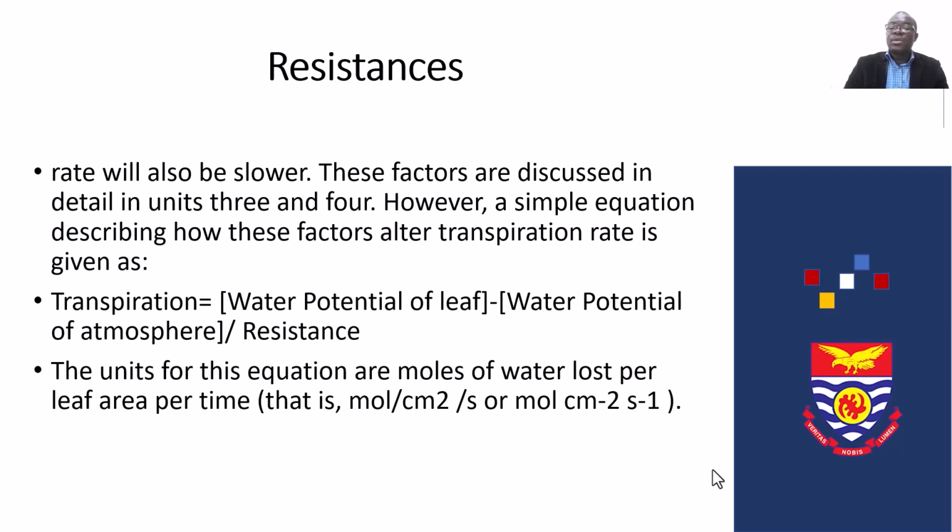However, a simple equation describing how these factors alter transpiration rate is given as transpiration equals, in brackets, water potential of a leaf minus water potential of the atmosphere, over the resistance. And units for this equation are moles of water loss per leaf area per time. That is mole per cm cubed per time, or mole per cm cubed per second.